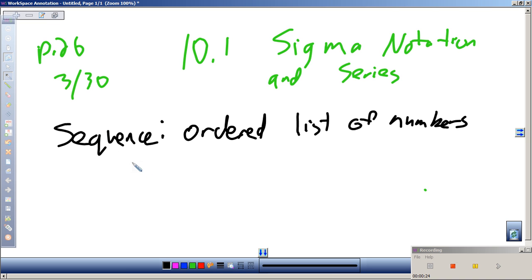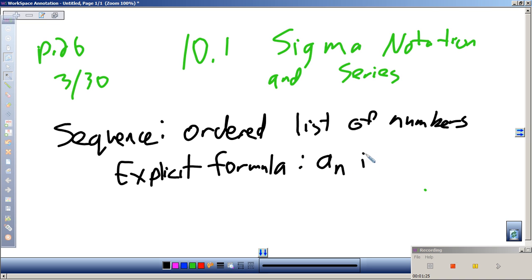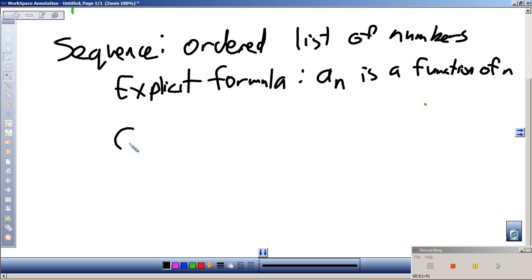And a couple more. An explicit formula. It's something where a sub n is a function of n. And note, we use a sub n as generally the function for a sequence. So you would see something like this: a sub n equals, I don't know, 5n plus 3.